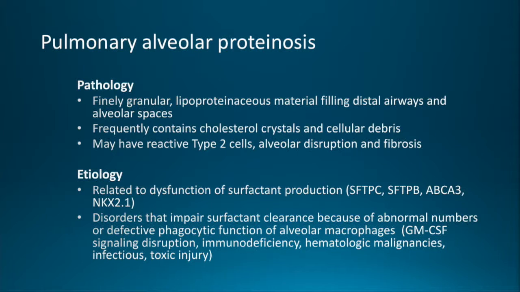But also it's very frequently related to disorders that impair surfactant clearance, because you either have abnormal numbers or you have defective phagocytic function of alveolar macrophages. This is best known in the setting of GM-CSF antibody signaling issues, but you can see it in a variety of entities, including immunodeficiencies, infections, and toxic injury. Again, that impairs the ability of alveolar macrophages to clear the material.